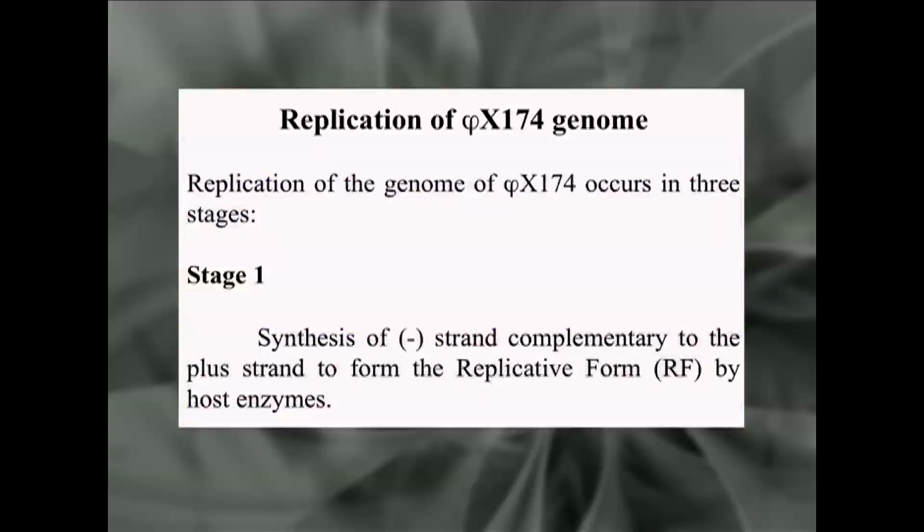The first stage includes synthesis of the negative strand complementary to the plus strand. Ma'am, what is meant by positive and negative sense DNA? The sense of mRNA we consider as positive. So, the parental DNA having the same sense as the mRNA is designated as positive, and its complementary DNA is called the negative sense. So, the genome present inside the phage, the genome of ØX174, has the sequence similar to the mRNA. Thus, it is called positive sense, and stage 1 involves the synthesis of its complementary strand, that is, the negative strand.